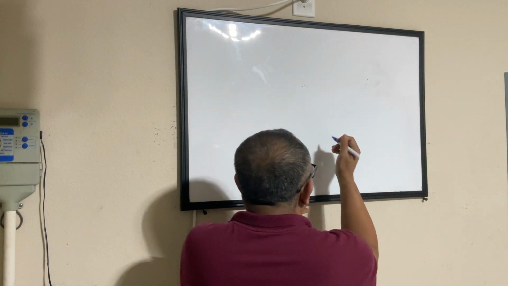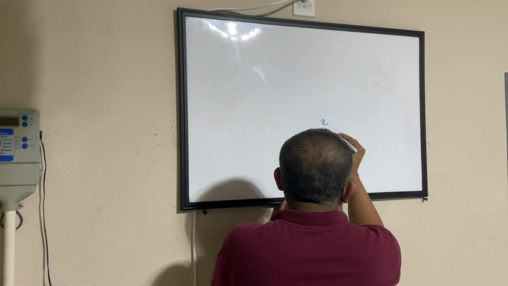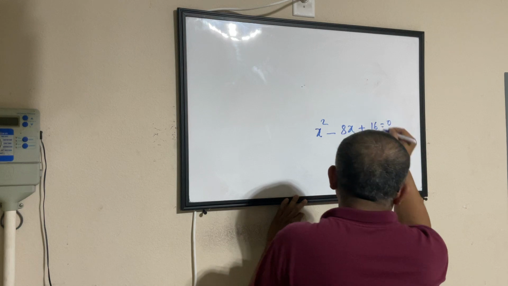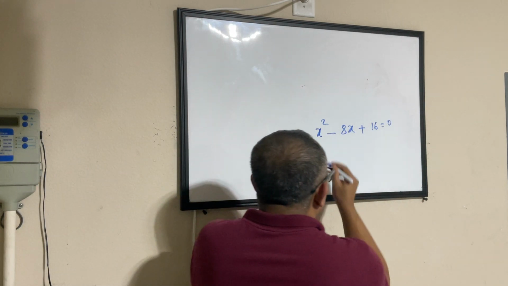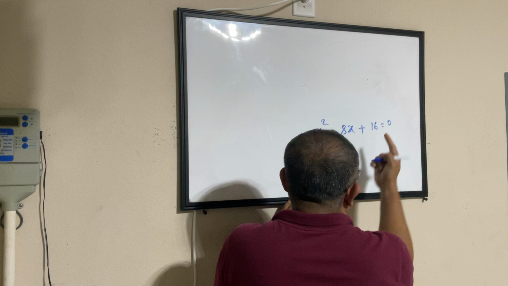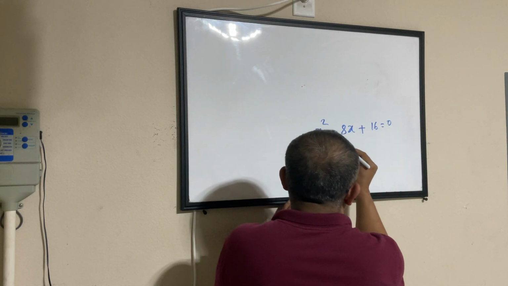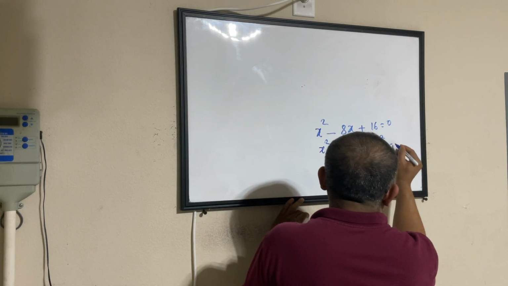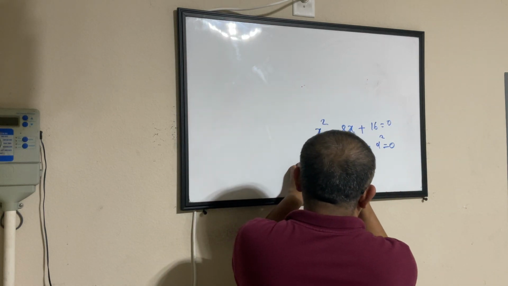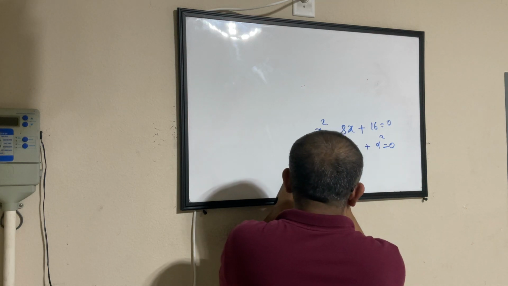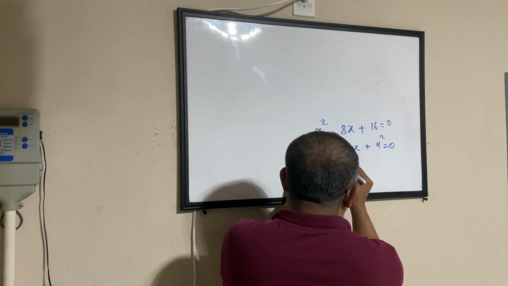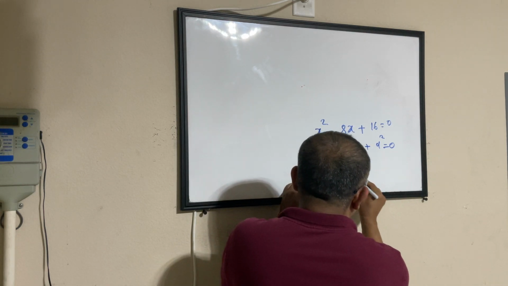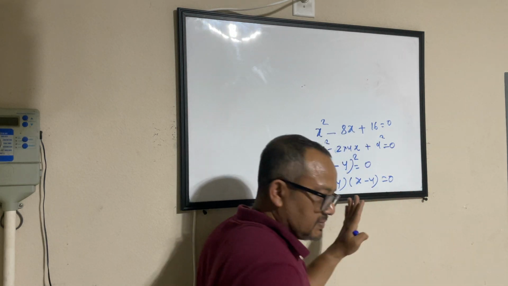Let's say I'm trying to solve x squared minus 8x plus 16 equals 0. Okay, so you will simplify. This is x squared minus 2 into 4 into x plus 4 squared. So this is a squared minus 2ab plus b squared, so it's (a minus b) whole squared. So (x minus 4) whole squared equals 0. That becomes (x minus 4) into (x minus 4) equals 0. This is one problem.